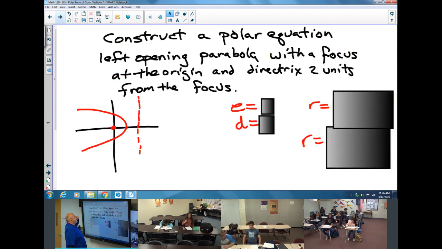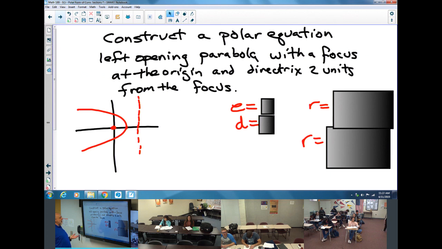Okay. So this says construct a polar equation for a left opening parabola with a focus at the origin and the directrix 2 units from the focus. In this case, what you have to do is figure out what the E and the D would be.